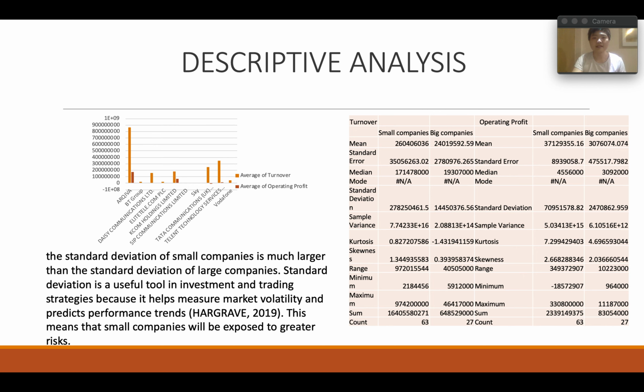This part is descriptive analysis. The standard deviation of small companies is much larger than the standard deviation of large companies. Standard deviation is a useful tool in investment and trading strategies because it helps measure market volatility and predict performance trends. This means that small companies will be exposed to great risks.